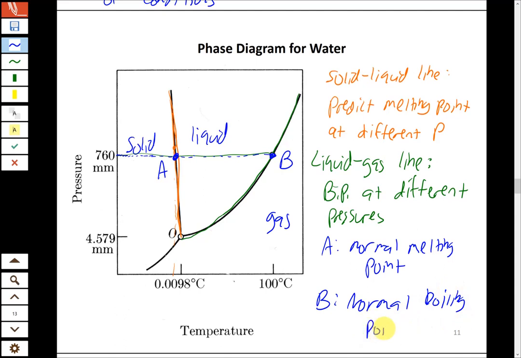So normal boiling point, normal melting point are at exactly 760 millimeters or 1 atmosphere. So wherever those phase change lines intersect is going to give us the temperature as we go down to the x-axis, so 0 and 100 as we said. But if you wanted to predict those temperatures at any other pressure, you could do it as well by just following the solid-liquid line for melting or the liquid gas line for boiling.